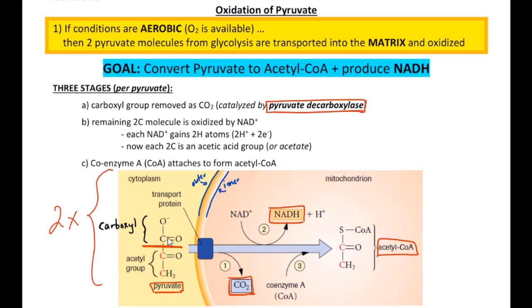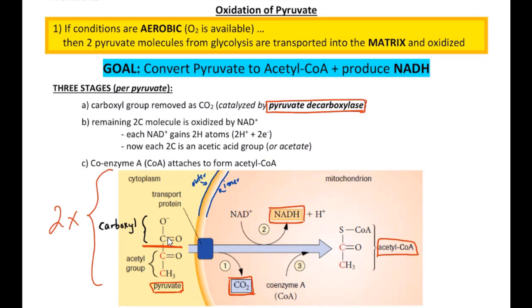I want to point out something, though. When I cut off a carbon dioxide, I stole electrons. That's important. Remember, tuck that away because it'll help you memorize the next stage. When I cut off the CO2, cut off the carboxyl group, I also stole electrons, and I can make an NADH out of that.